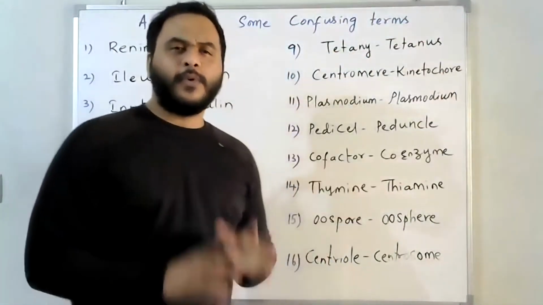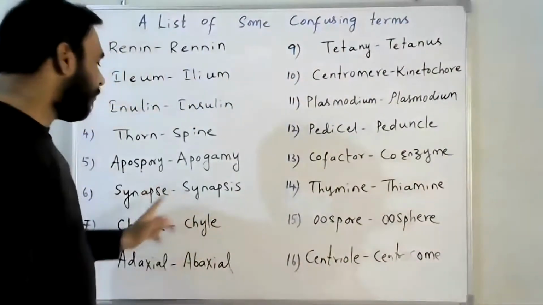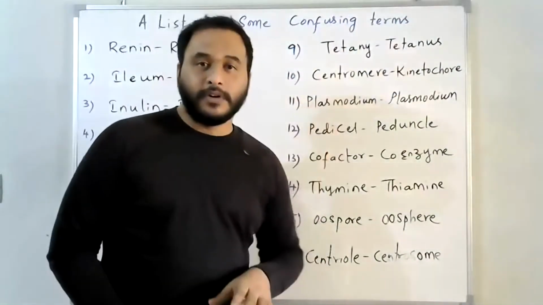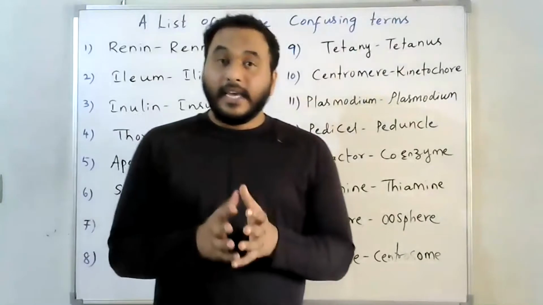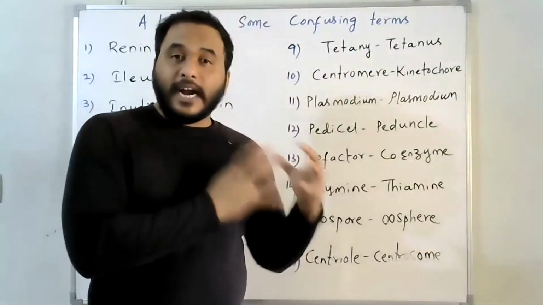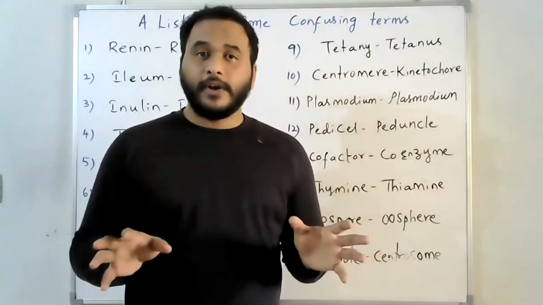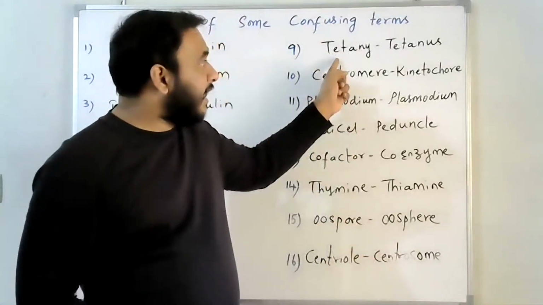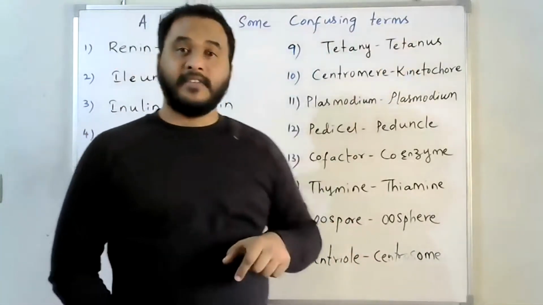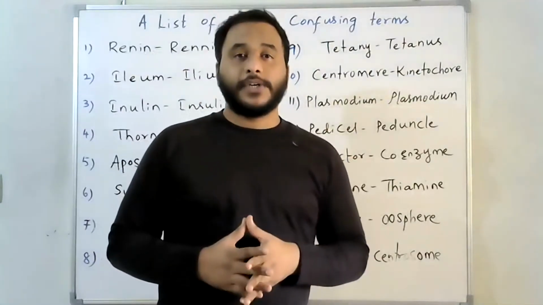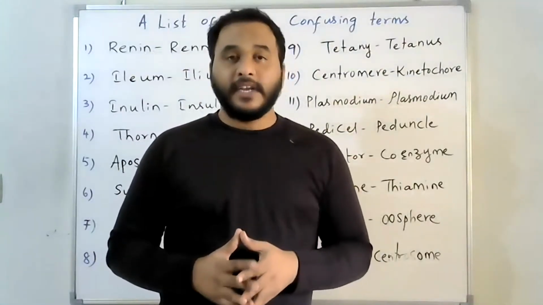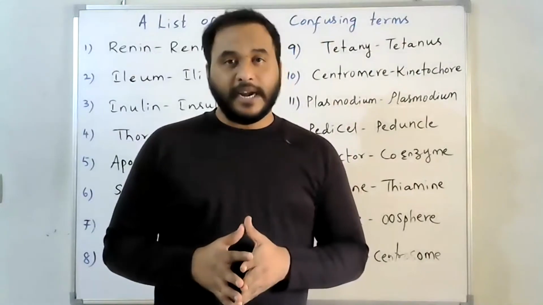These two terms are also quite confusing. After synapse and synapses, these are the most confusing words. Tetany is a condition in which the muscular contraction is irregular. That is tetany. And tetanus is a microbial infection caused by a bacterium called Clostridium tetani.